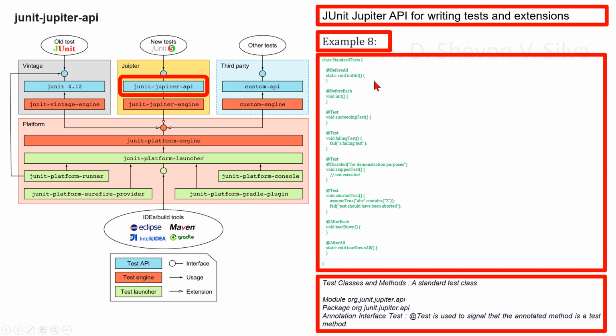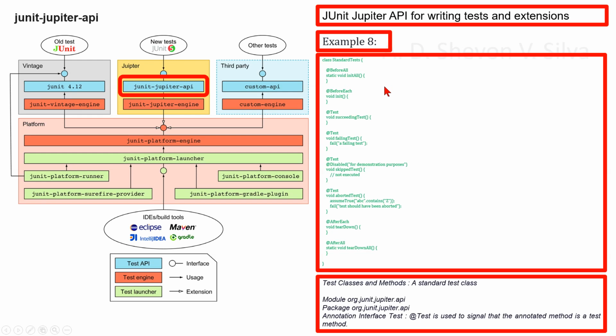Class and method visibility. Test classes, test methods, and lifecycle methods are not required to be public, but they must not be private.